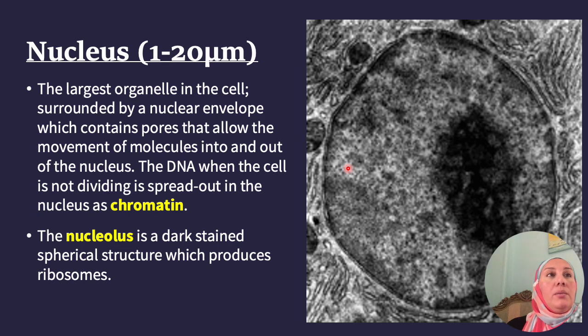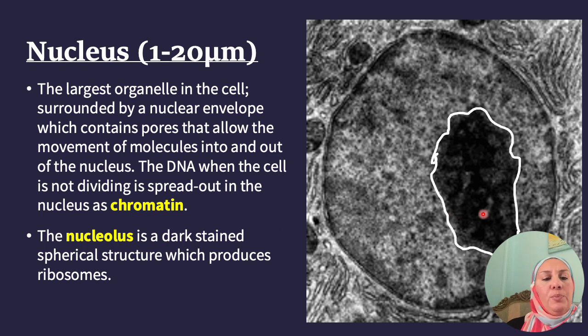We call the lighter part the euchromatin. It starts with an EU and then chromatin. Or the dense part is called heterochromatin. Okay? The nucleolus, and this is the part highlighted here, this is a darkly stained part. This is still containing DNA, but this DNA produces ribosomes. So it has a certain role of producing ribosomes.